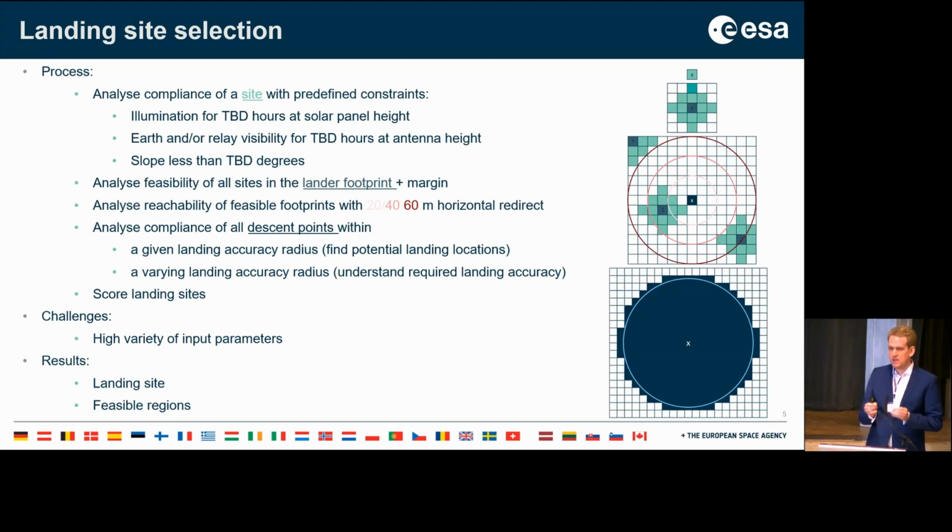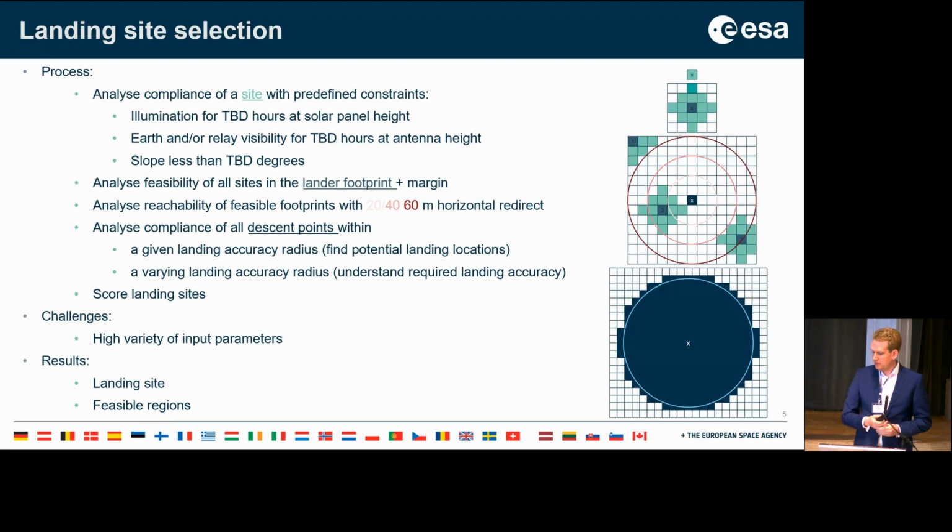And then we can say, for each point in time, do we have continuous illumination at a certain height of the solar panels, and continuous Earth visibility or relay visibility at a certain height of the antenna? Then we can say, okay, this is a mission window. We also take the slope analysis into account, because usually we have a constraint on the slope we're able to land on. This marks for any epoch a pixel as feasible or infeasible. Then we group them, as I just stated, to get a feasible footprint. This is actually where the lander could touch down, because all of these pixels fulfill the requirements at the same time.